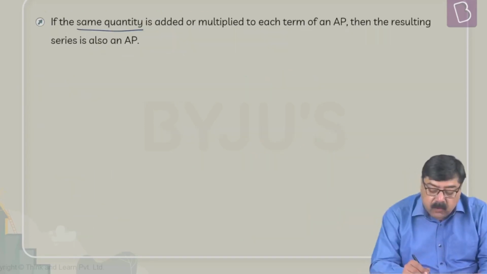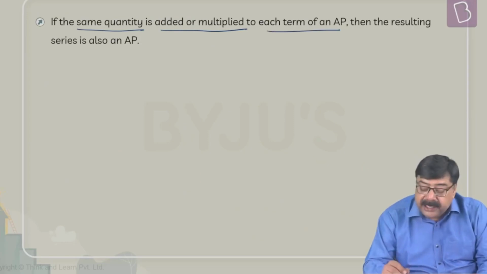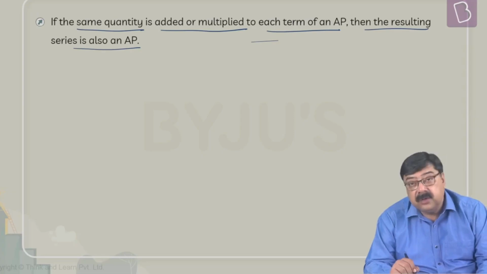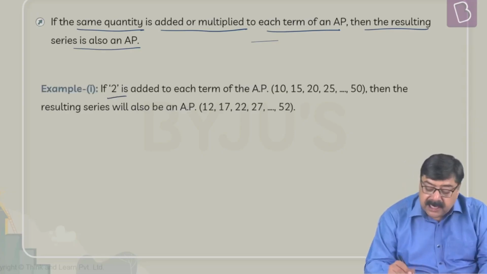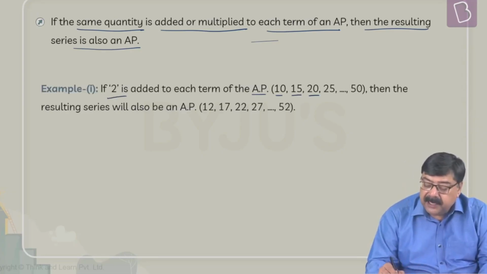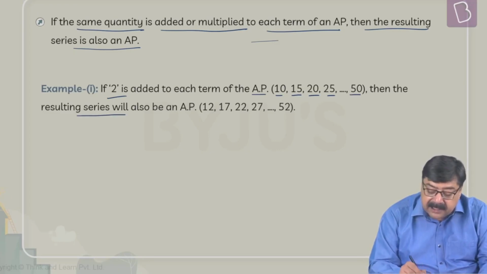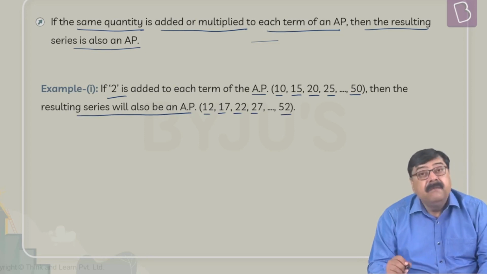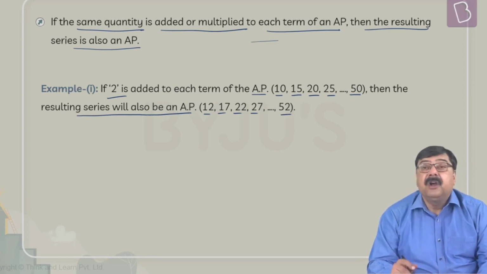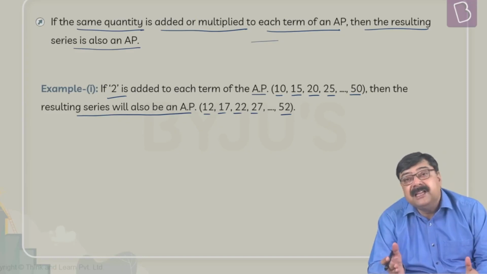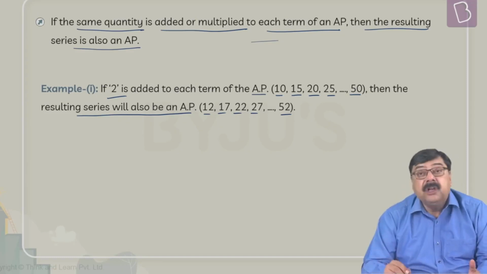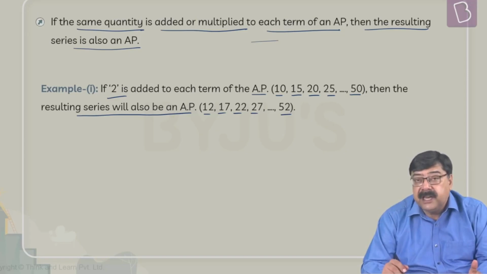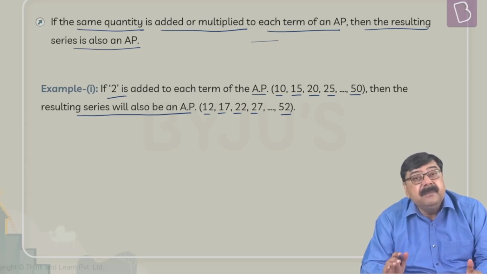If the same quantity is added or multiplied to each term of an AP, then the resulting series is also an AP. Like if 2 is added to each term of the AP 10, 15, 20, 25 up to 50, then the resulting series, that is 12, 17, 22, 27 up to 52, will also be in AP, because even after adding 2 to each of the terms of this AP, the common difference still remains the same.